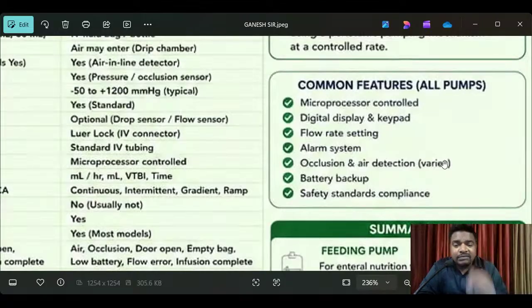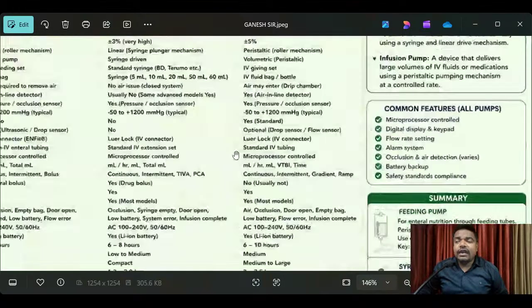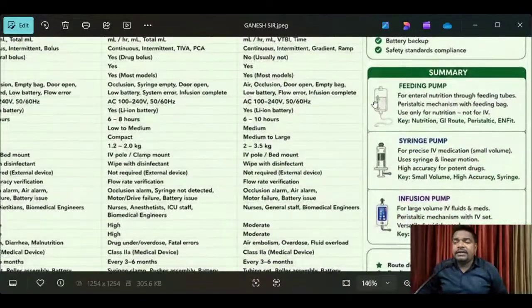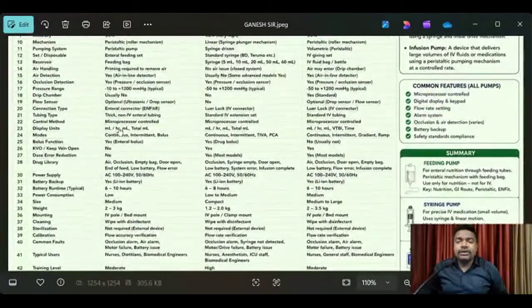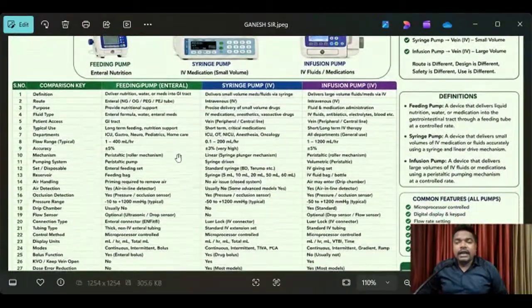I will add my real time hospital experiences. Ultimately, I want to share the proper knowledge about these equipments. As an experienced biomedical engineer, those things I'm going to share with you all. Summary purpose, I will tell you last moment. First of all, there are 50 points. I'm going to show you and explain you right now.